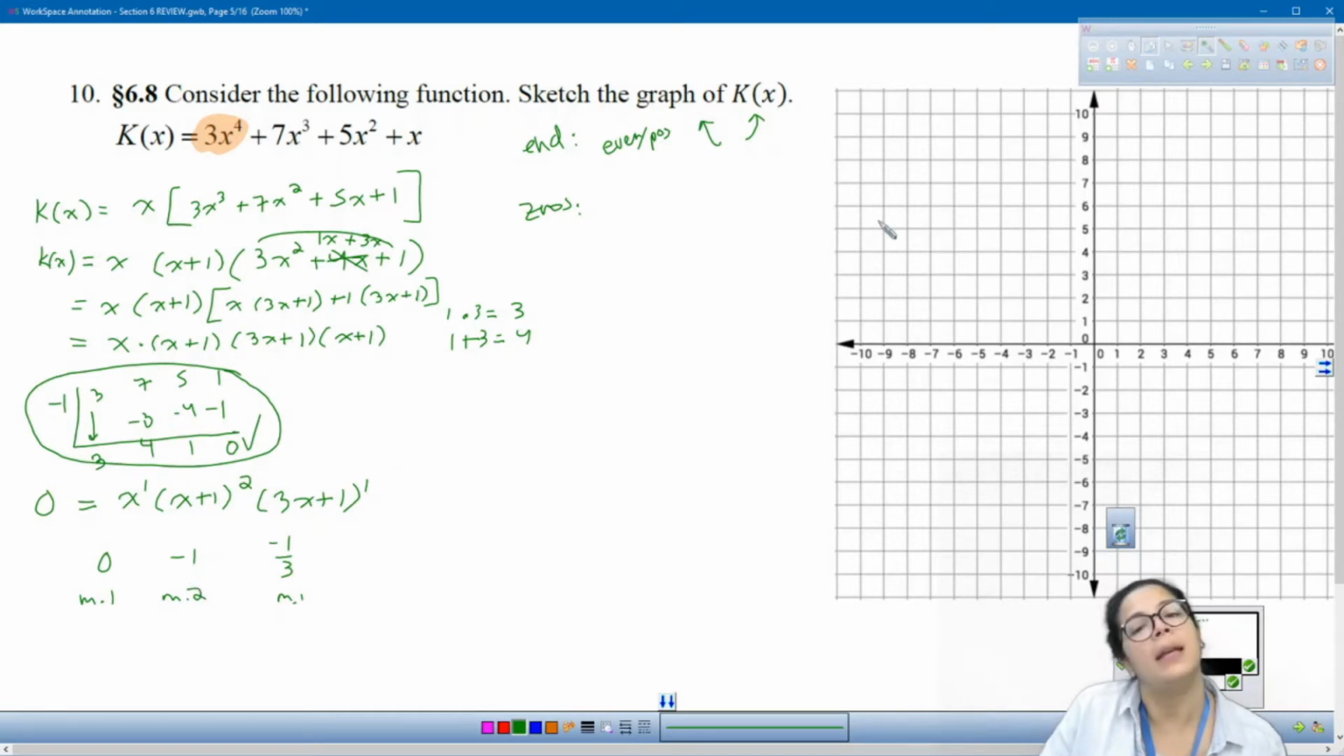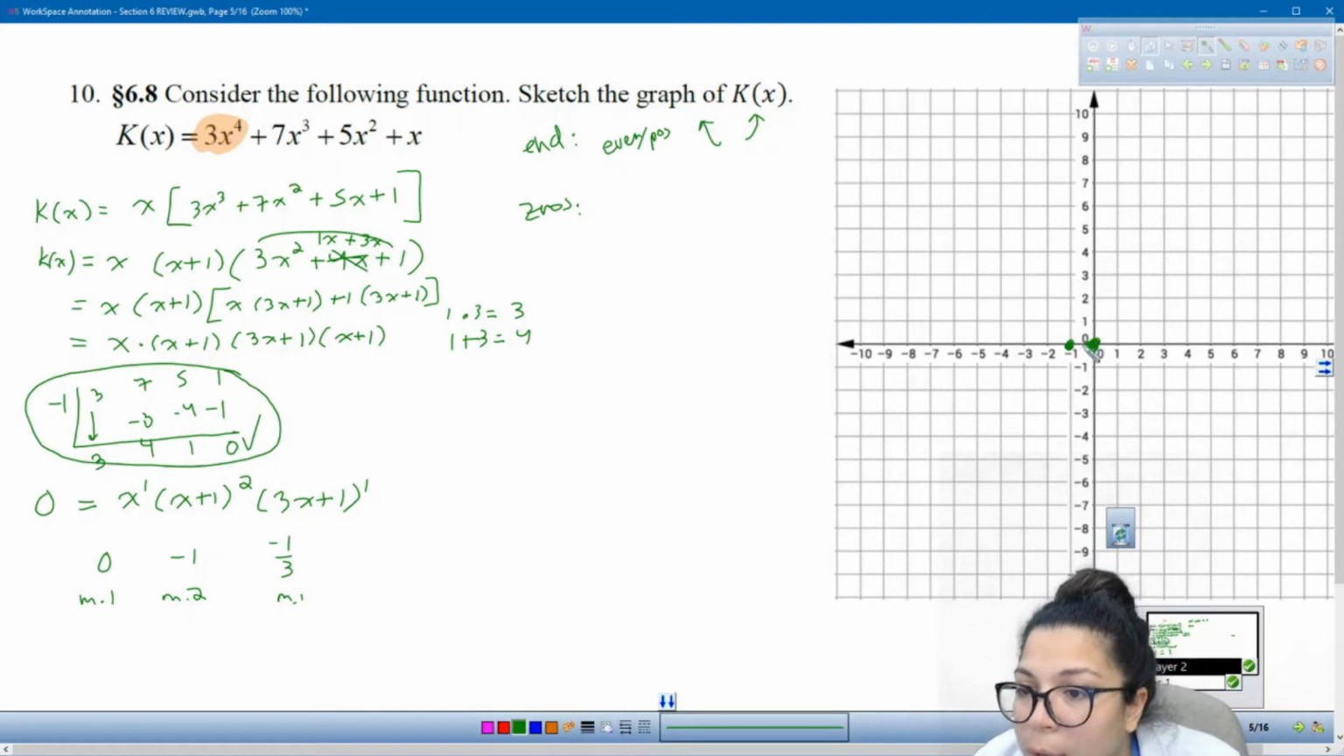So now let's go ahead and graph our 3 zeros. 0, negative 1, and negative 1/3. Well, this is a terrible graph.